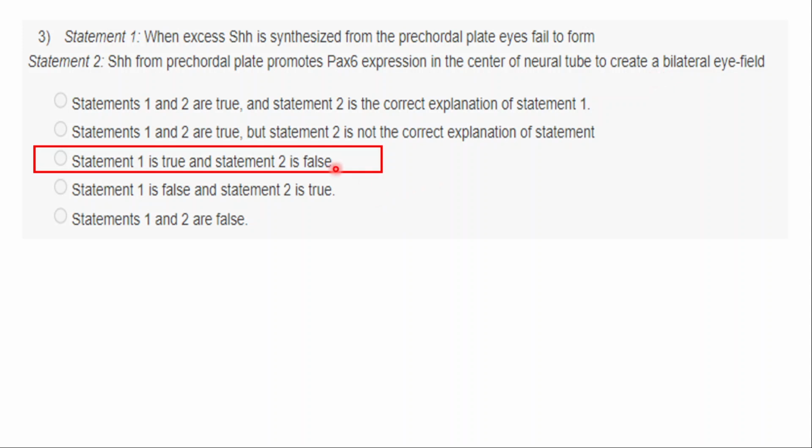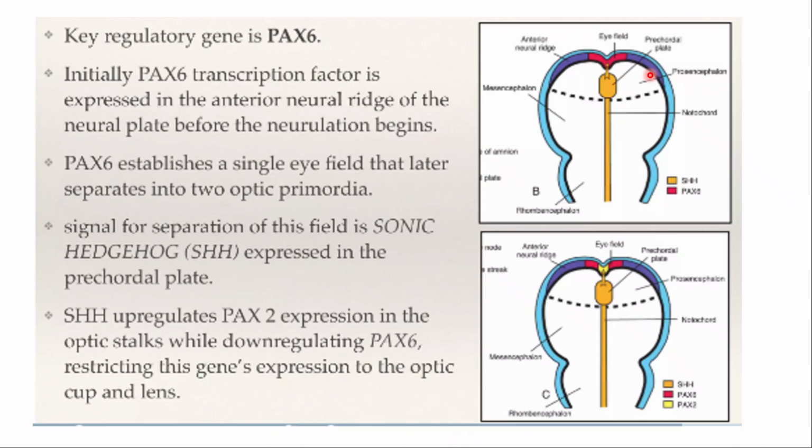So you have to read the question very carefully, because there might be little differences and hints hidden in the question itself. The PAX6 function here is mentioned very correctly. PAX6 expression will create an eye field, but SHH inhibits PAX6 and thereby forms a bilateral eye field. In the diagram, initially there is a region of total red marking PAX6, but when there is SHH expression, PAX6 is inhibited only in the middle portion, creating two different domains, which will create two different eyes.